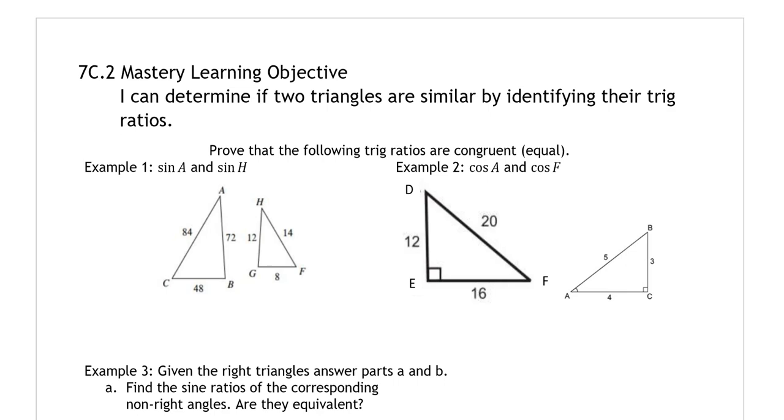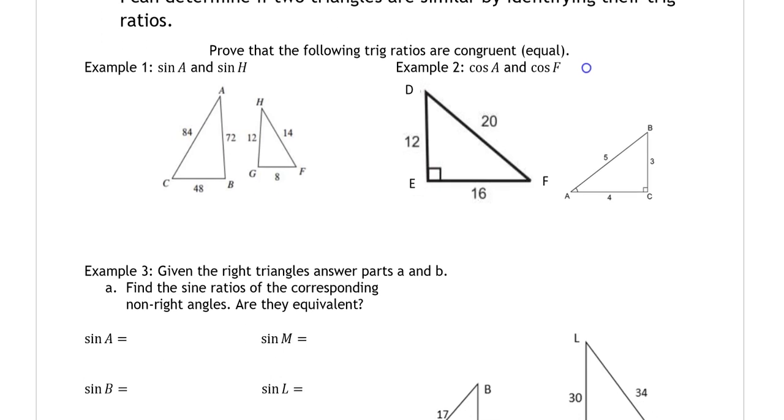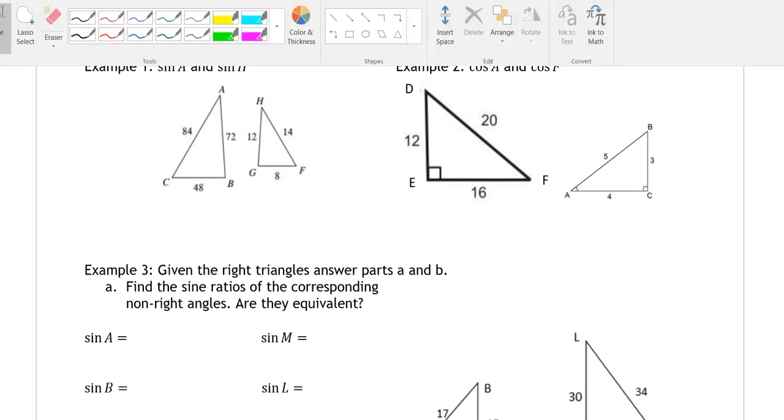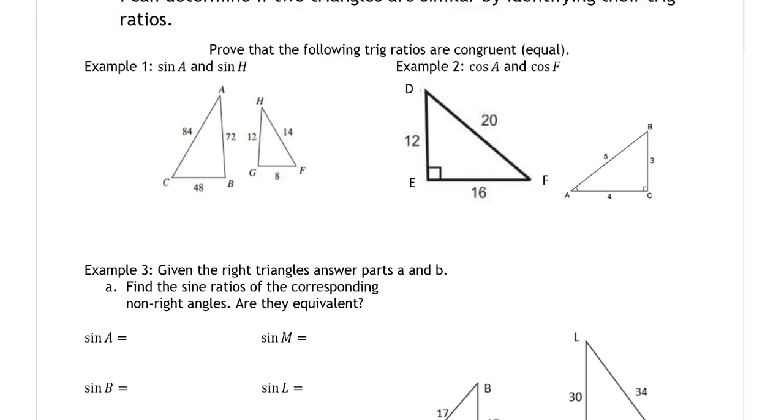Before, we knew they were similar, and so therefore we could find their trig ratios. Now I'm going to know their trig ratios, and I'm going to say whether they're similar or not. So looking at example 1 and 2, I just want to prove that the following trig ratios are congruent. So I'm going to start with the sine of A.